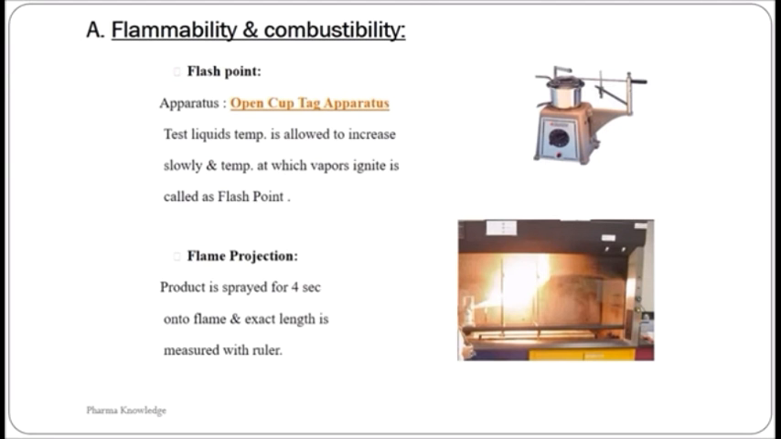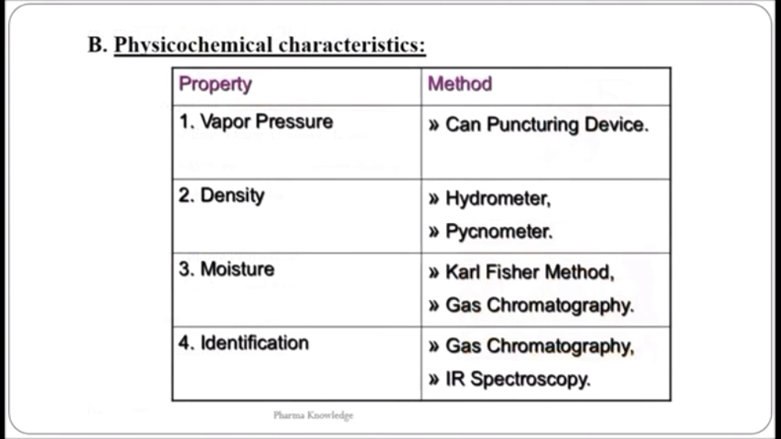And next we see the testing of pharmaceutical aerosol. The first test is flammability and combustibility. The first one is the flashpoint method, and the second one is flame extension including the flashback. And the second group is physicochemical characteristics such as vapor pressure, moisture content, concentrate propellant ratio, density, and identification of propellants. The next one is performance.